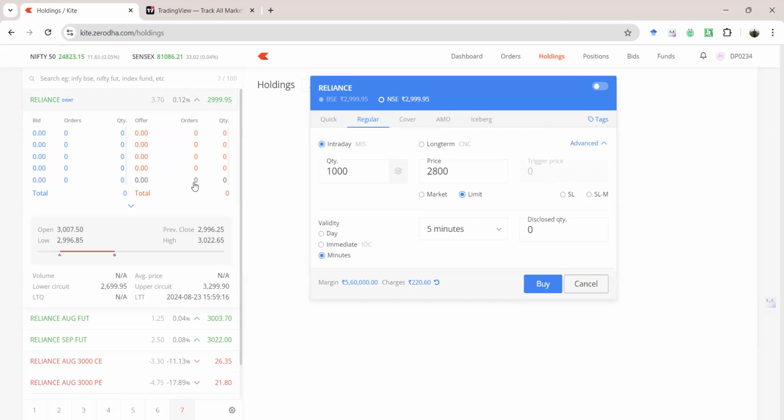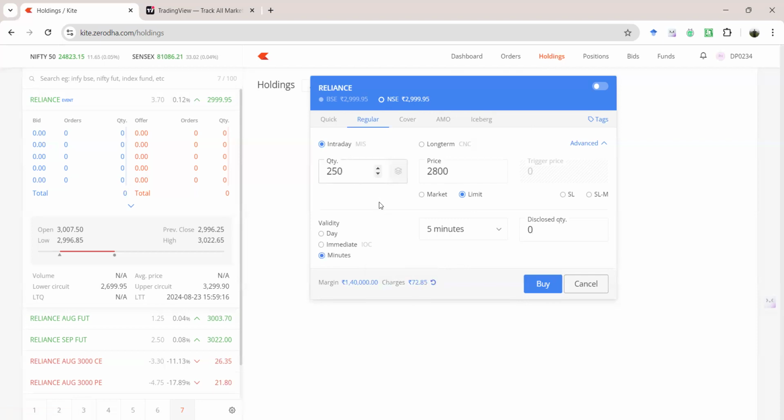Yes, Prashant, I have a question. Suppose I click regular, and in regular, if you click intraday, there is margin showing something like 560. See, this is the margin and these are the charges. The charges are the Zerodha charges as well as exchange charges and all taxes, everything.